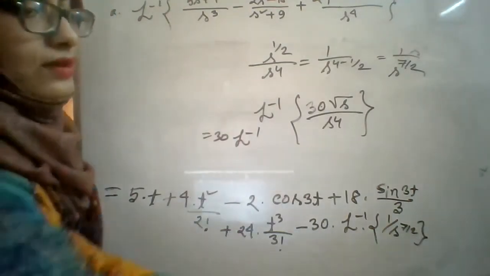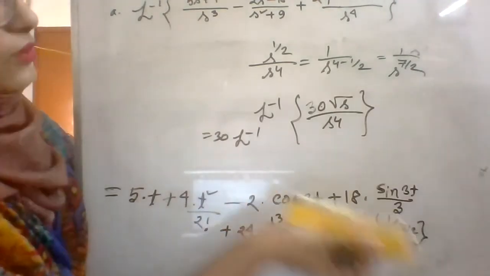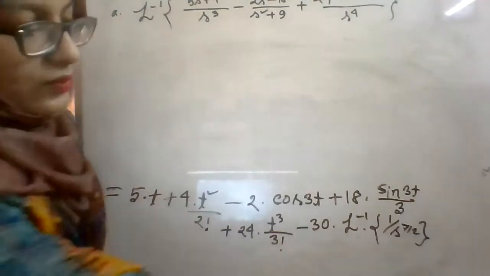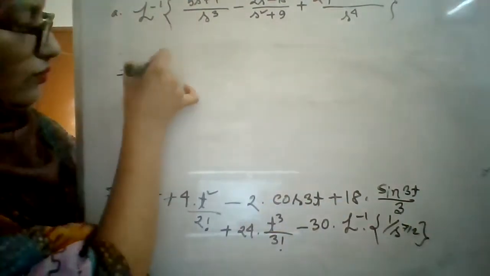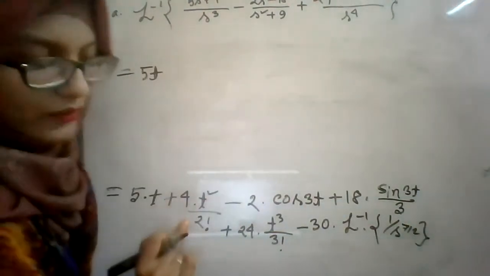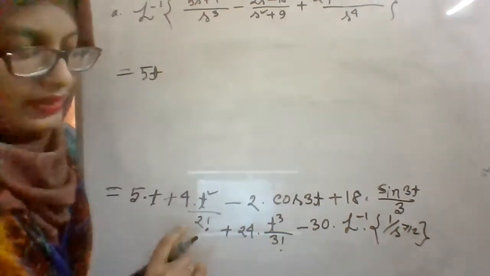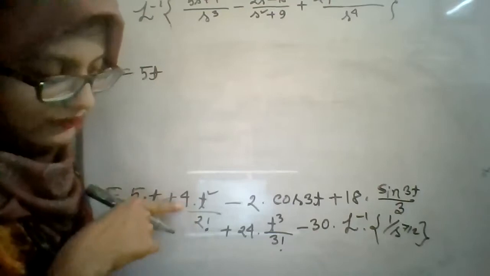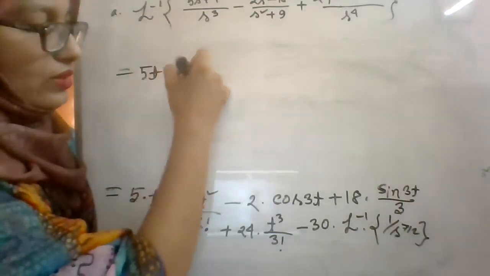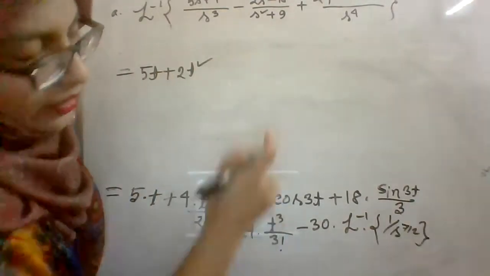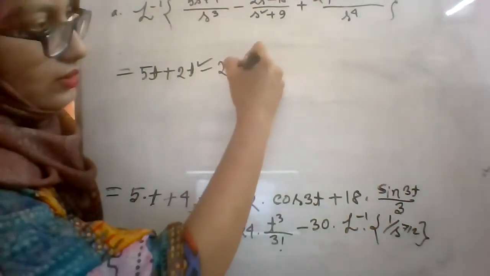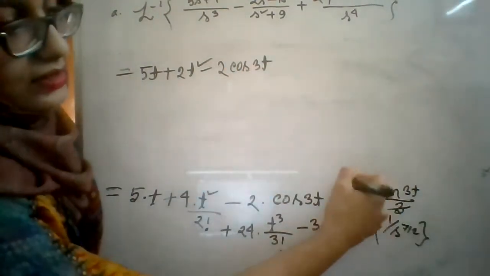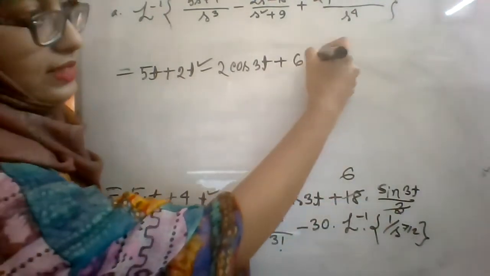Yes ma'am. So we can remove those parts and finally write down 5t. From here it will be 2t square, right? Here 2 factorial means 2. So 4 divided by 2 is 2t square. From here it will be minus 2 cos 3t. From here it will be 6 sin 3t.